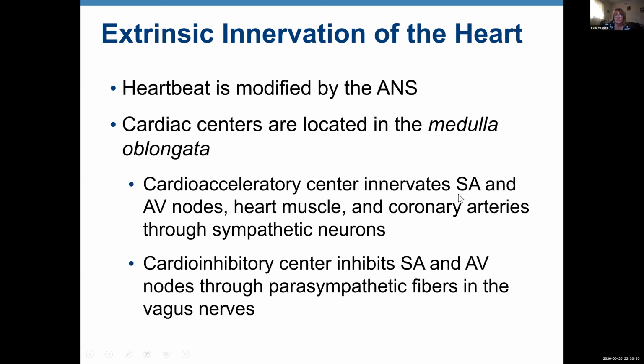So they both innervate the SA node and AV node, right? But cardioacceleratory will stimulate the SA and AV node and heart muscles, right? And it will be through sympathetic neurons, because when do you need to increase your heart rate, right? When you're under stress. And the cardioinhibitory center also innervates the SA node and AV node, all right? But this will inhibit them through parasympathetic fibers. And those parasympathetic fibers are found in the vagus nerve.